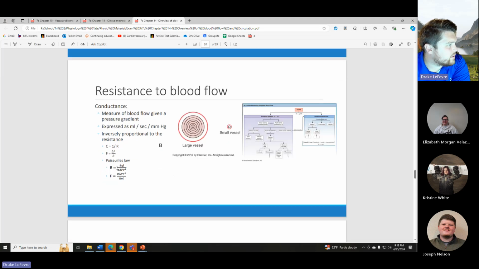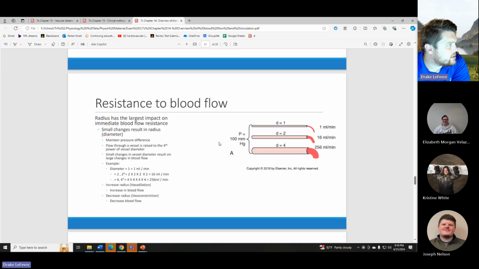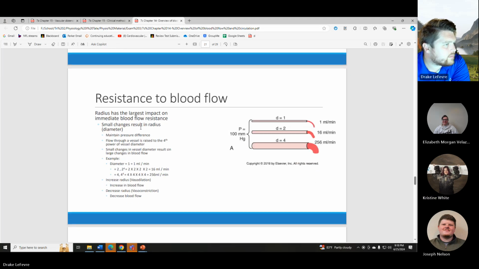Resistance to blood flow. This is Poiseuille's law. Yes, it would be faster. Increasing the radius is an increase in blood flow. Okay, but there's a difference between blood flow and velocity.